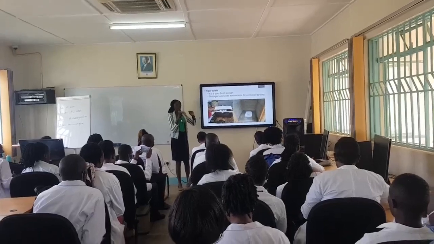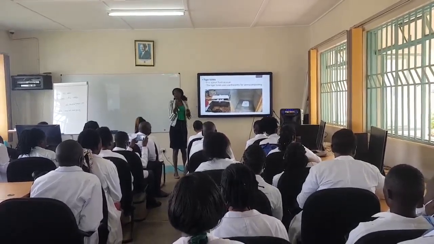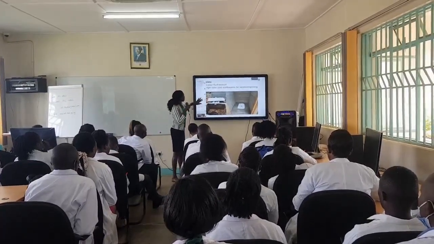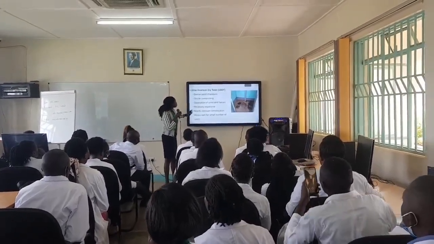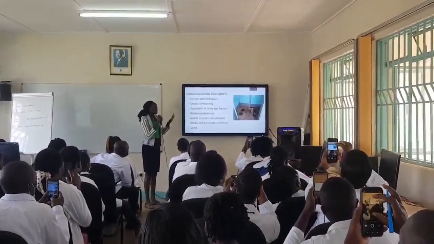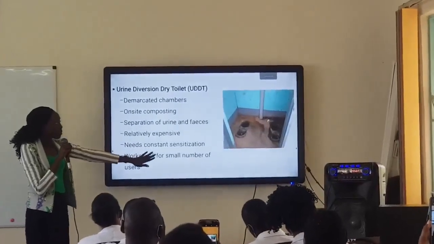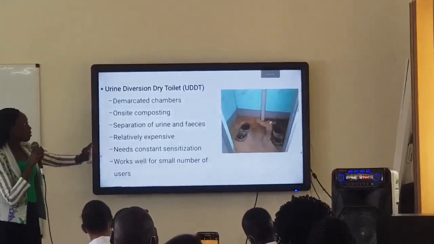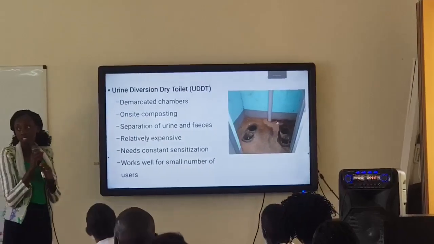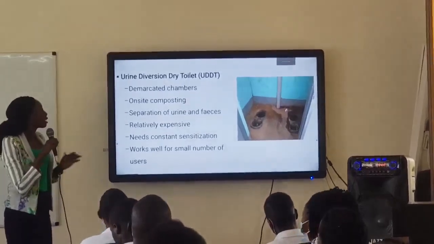You may not be able to see them because we don't have one on the ground, but at least we have the ecosan, so you'll be able to see the ecosan. We have the urine diversion toilet, UDDT. This one has a demarcated chamber, and its mode of operation is more like that ecosan, so you'll be seeing it.